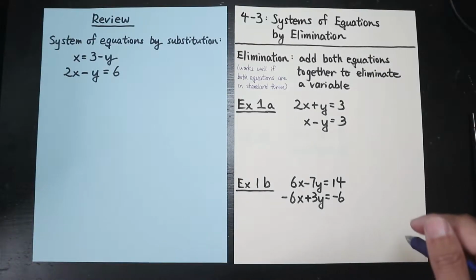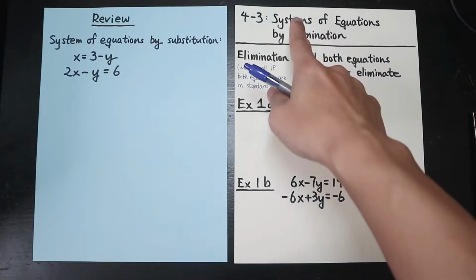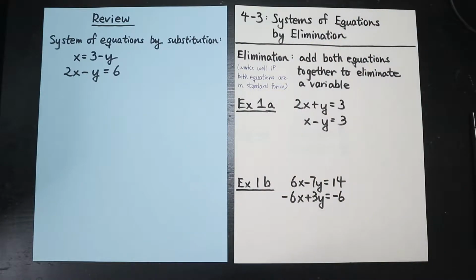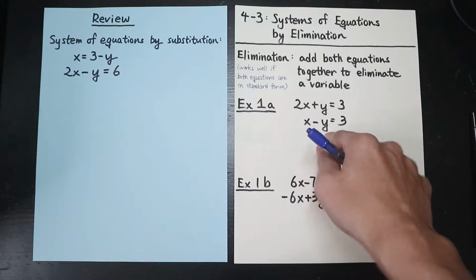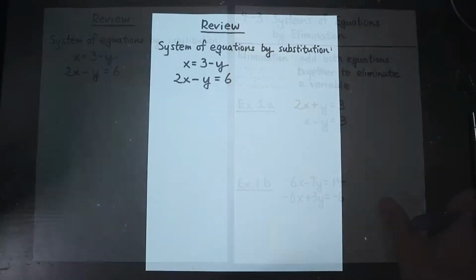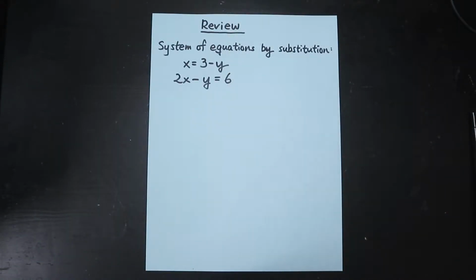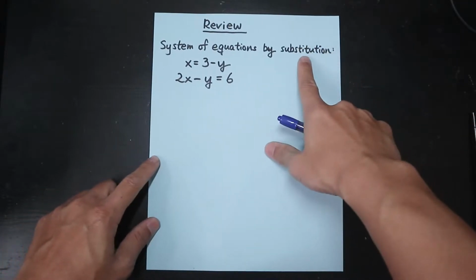Good morning, everybody. Today we are learning the last method of solving systems of equations, and it's called elimination, which is the most commonly used method when there are two equations that are both in standard form. But before that, let's learn and review the previous method, which is called substitution.